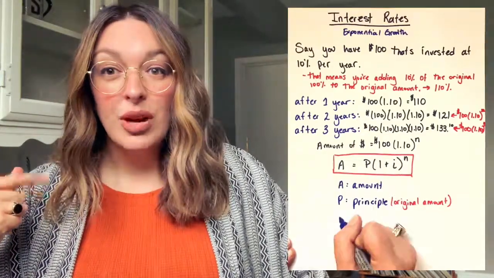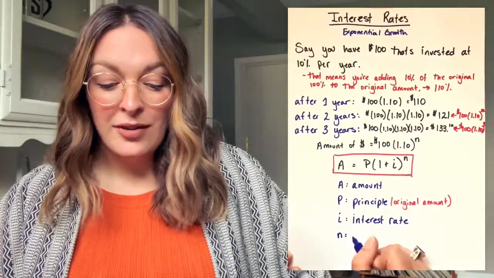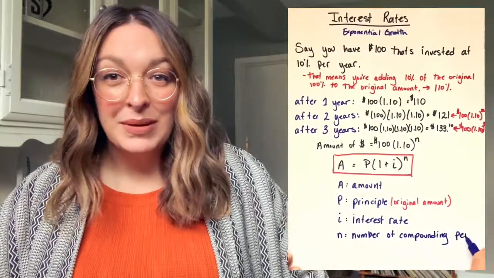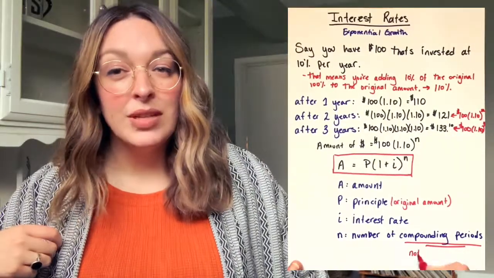So I is your interest rate, but in decimal form, not percentage form. Remember that. And then we have to the power of n. N is the number, well, so far it's been the number of years, but now I'm actually going to change that. It's not necessarily the number of years, it's the number of compounding periods.